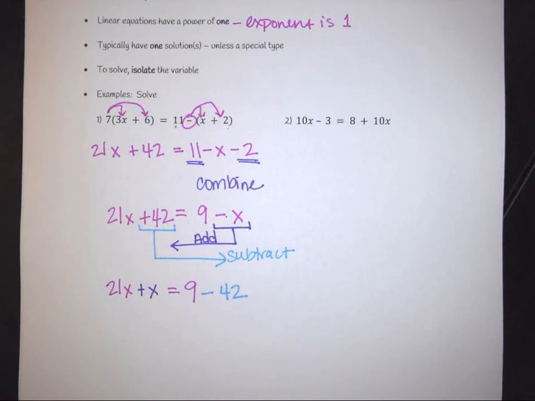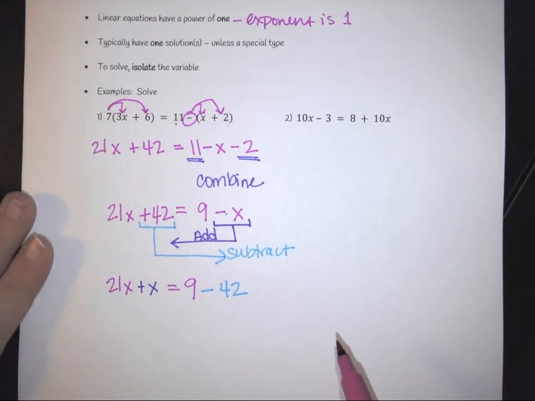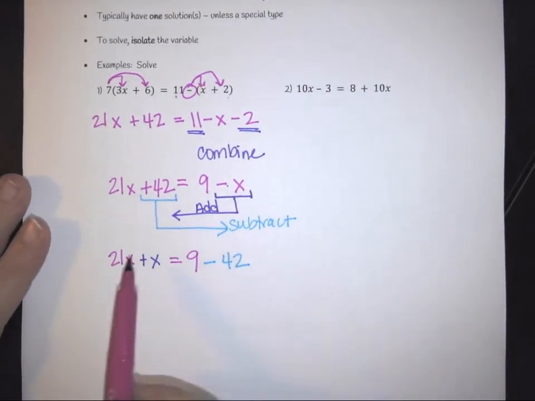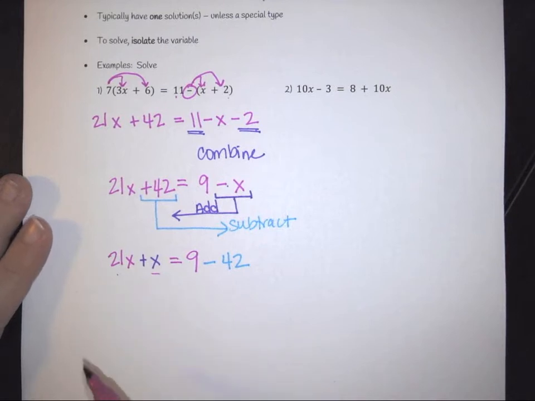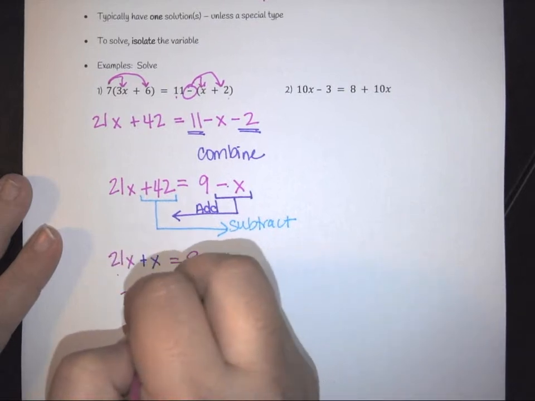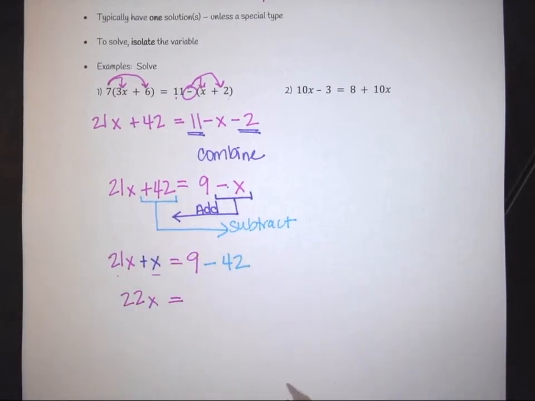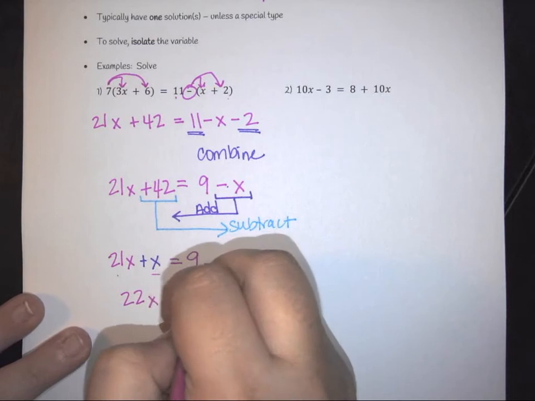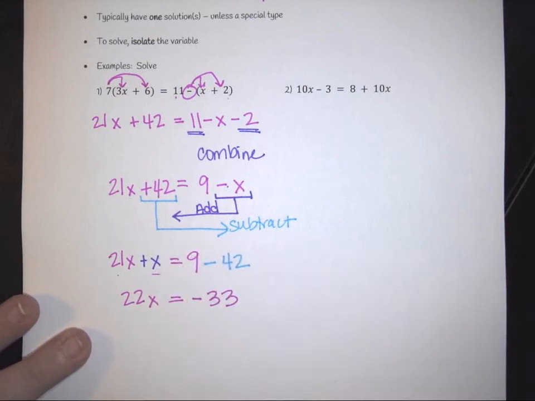So now all I simply have to do at this point is isolate the x variable. I do that by doing a little bit more algebra. I have to add these together to figure out how many total x's I have. Well, 21 plus 1 gives you 22x. And then on the other side, I have to subtract, so pay very close attention. Small number minus a big number means my answer is going to be negative. And 9 minus 42 is going to give me a negative 33.